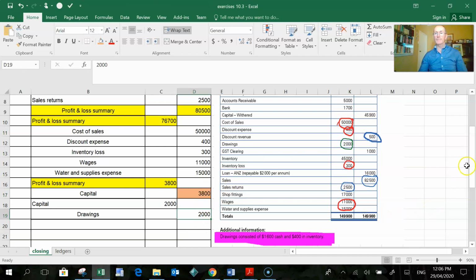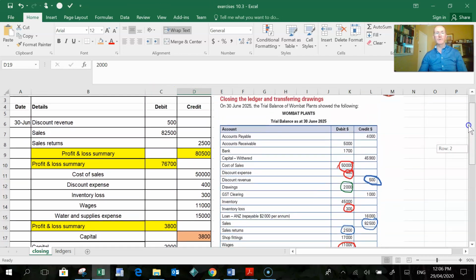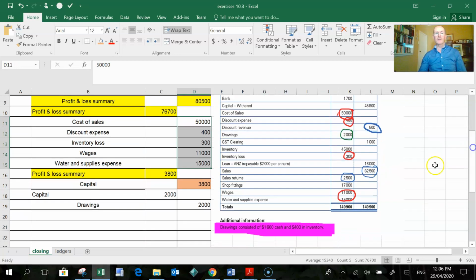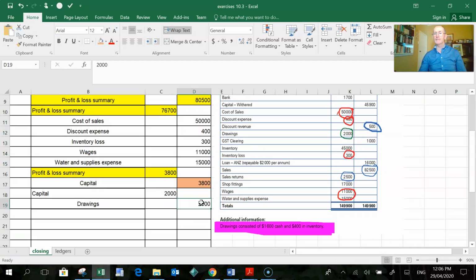So the double purpose in closing and transferring, so closing the revenue expense accounts enables me to calculate the profit, 3,800, resets all these accounts back to 0 in preparation for the next reporting period, and also resets the drawings account back to 0 in preparation for the next reporting period.